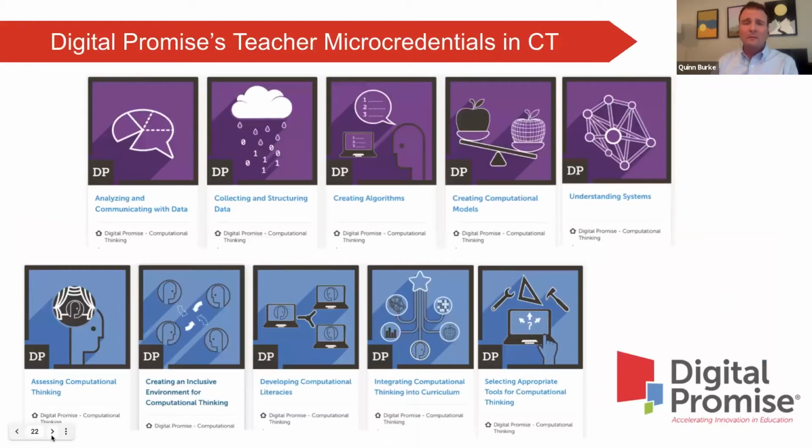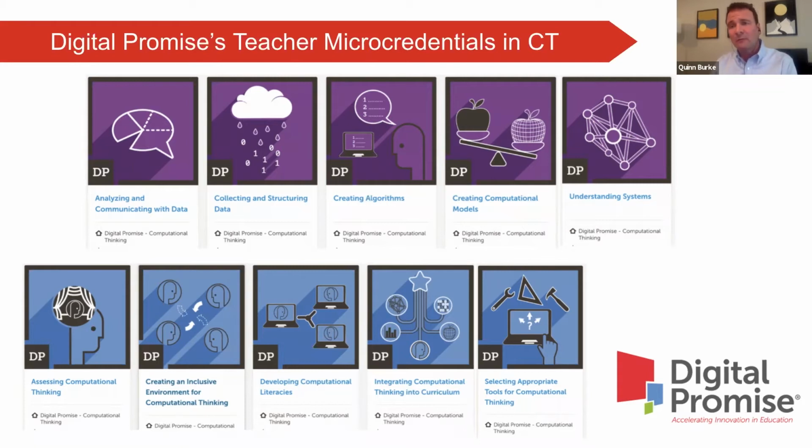So these are the 10 micro-credentials. Jill was talking about Mitchell Resnick and Karen Brennan's piece about concepts, practices, and perspectives. We don't have anything about perspectives, but we do have our concepts, which are at the top there in purple. And then our practices are down below. I'm not going to read through all of them, but they're 5 and 5.